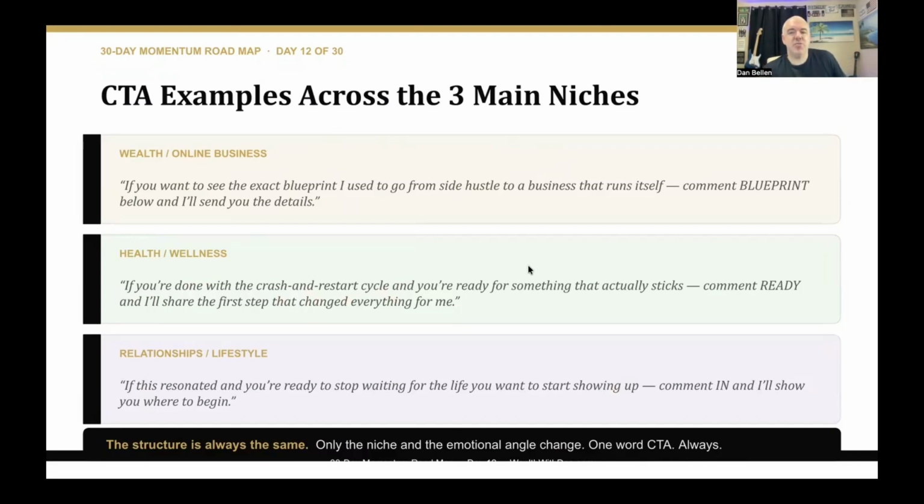CTA examples across the three main niches: wealth, online, business. If you want to see the exact blueprint I use to go from side hustle to a business that runs itself, comment blueprint below and I'll send you the details. Health and wellness. If you're done with the crash and restart cycle and you're ready for something that actually sticks, comment ready and I'll share the first step that changed everything for me. Relationships and lifestyle. If this resonated and you're ready to stop waiting for the life you want and start showing up, comment in and I'll show you where to begin.